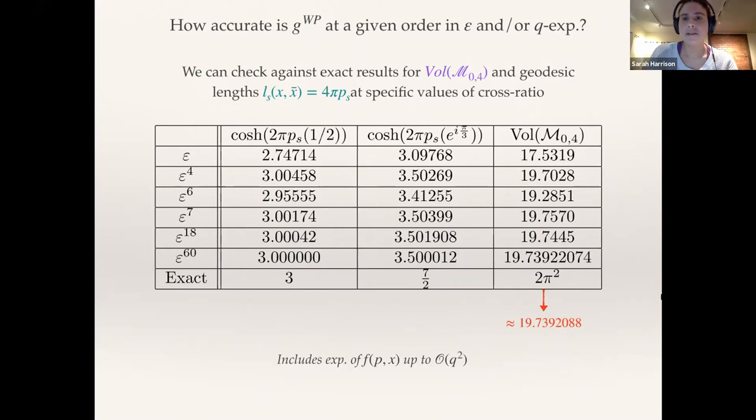And in the final column, we compute the volume of the moduli space given our metric. This volume is known exactly to be equal to 2 pi squared, which is approximately 19.7392088. And you see the numerical computation of the volume given our metric. By the time we get to epsilon to the 60, it's accurate up to 4 decimal points. So this gives us some confidence about how accurate we expect our metric to be once we start computing things that we don't already know the answer to, like the spectrum of the Laplacian.